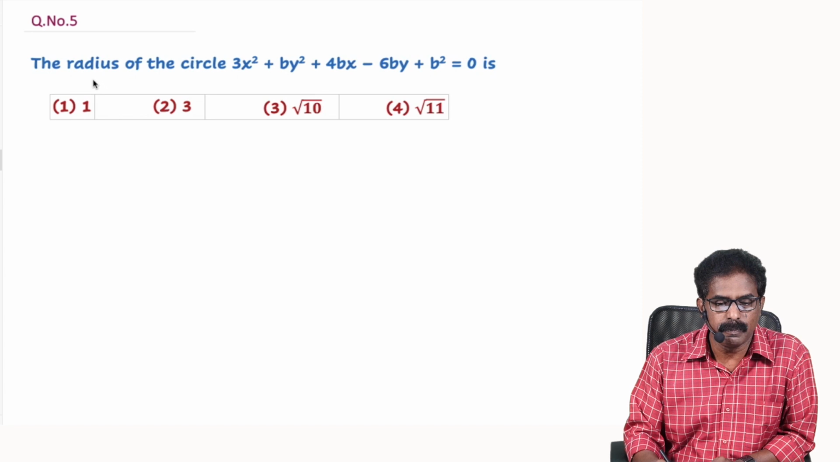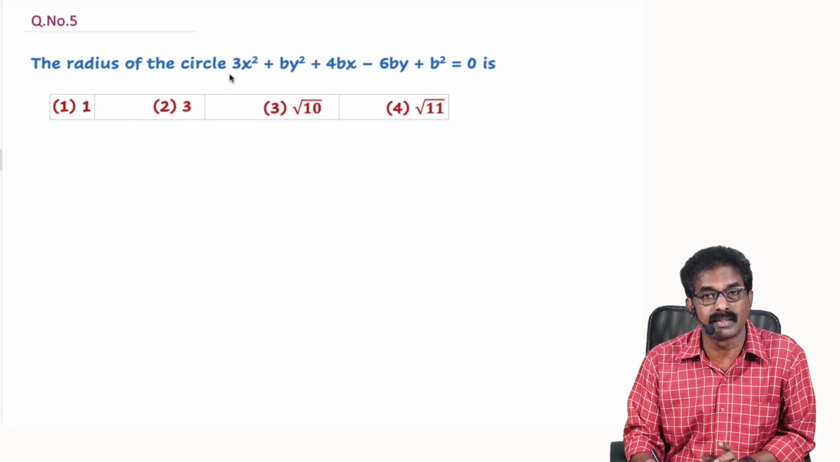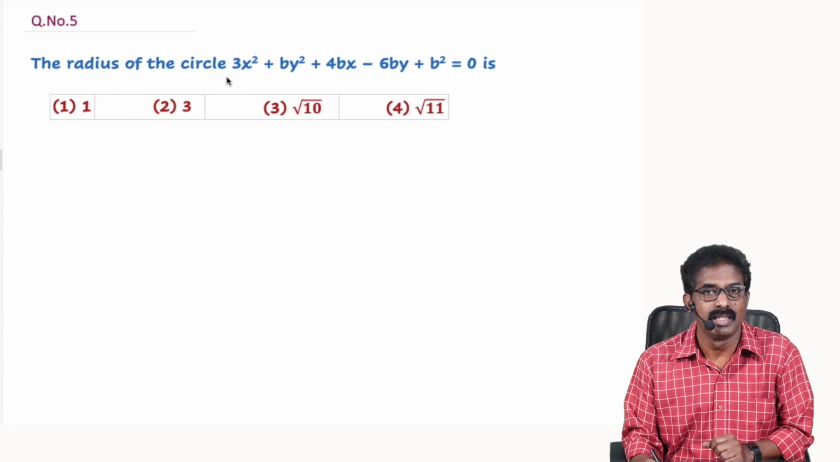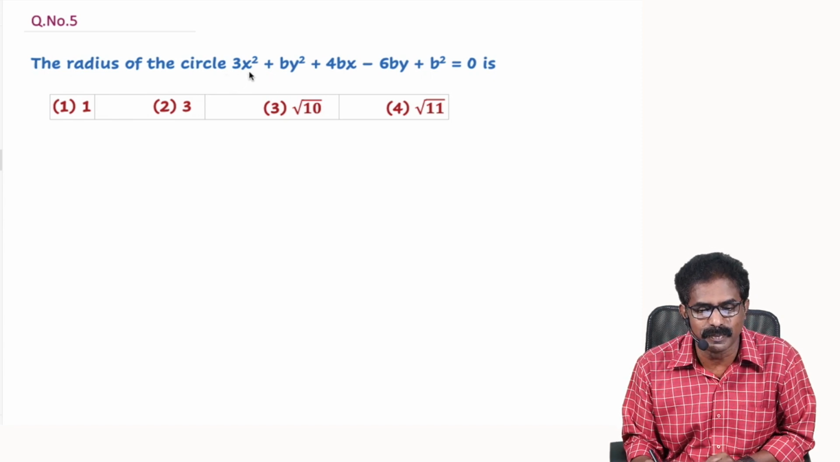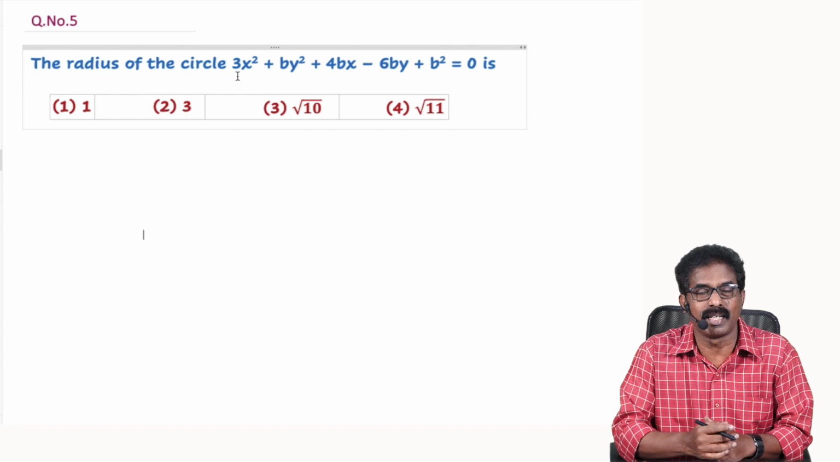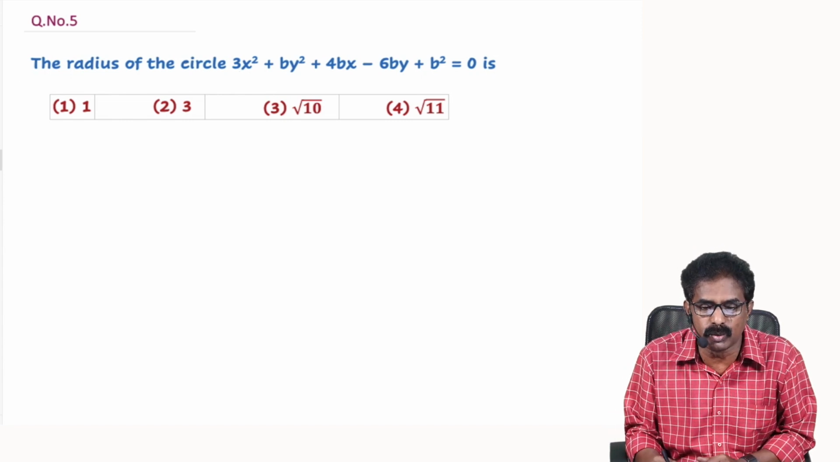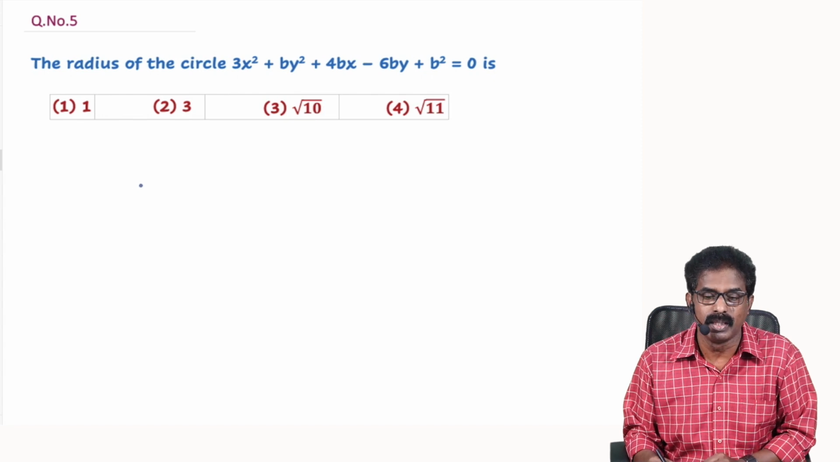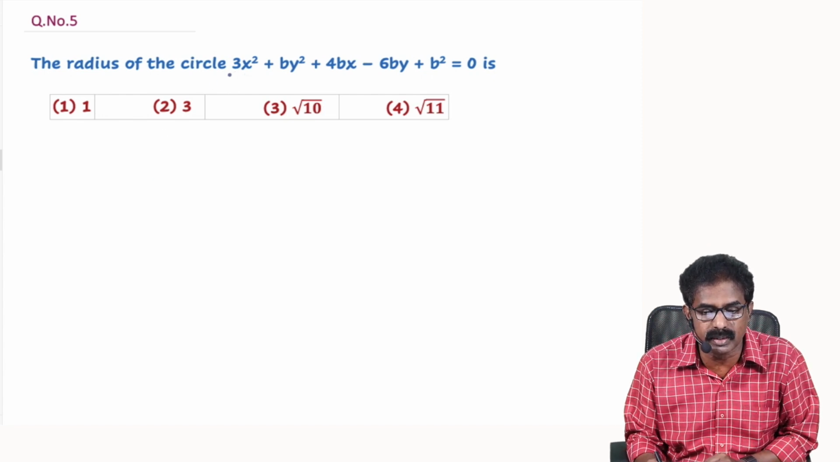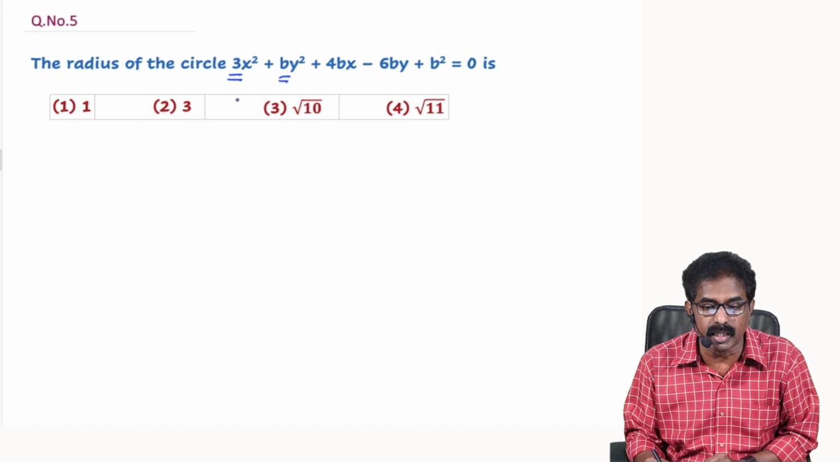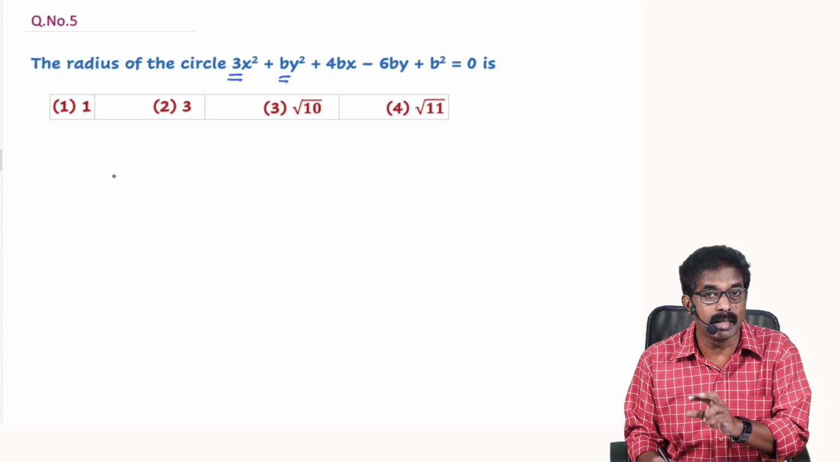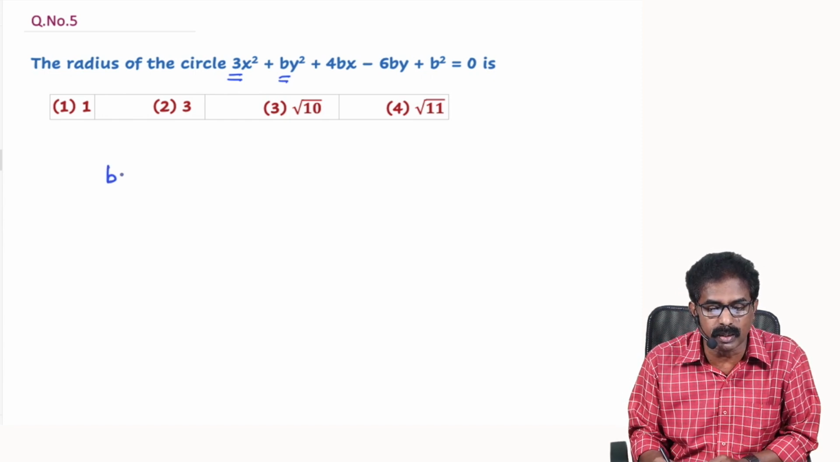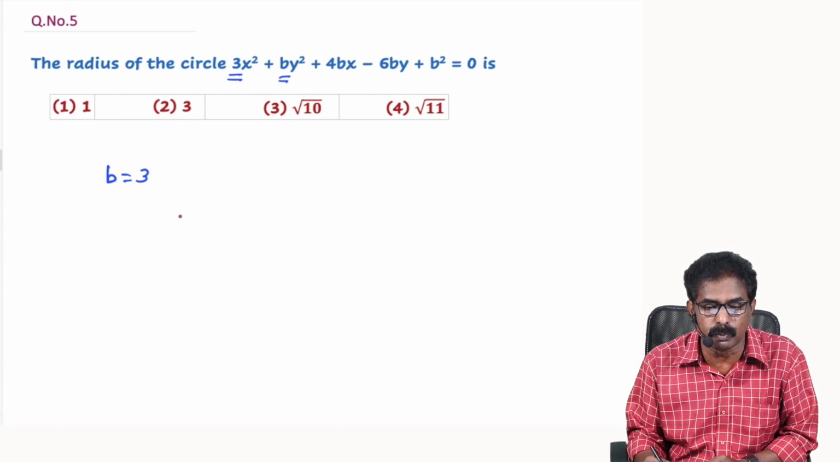Listen, the fifth question. The radius of the circle they asked. Radius of the circle. You know the formula, but before that, can you say this is a circle? Circle means two conditions, right? XY term should not be there. Here there is no XY term. Another thing, x square, y square coefficients must be same. Here x square coefficient is 3, y square coefficient is b. So you know they must be equal. So you can say b equal to 3. So rewrite the equation now. Wherever b comes, you put 3.